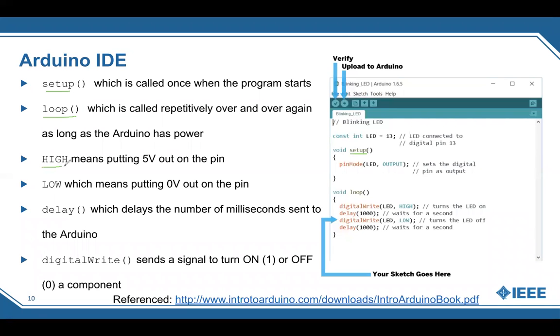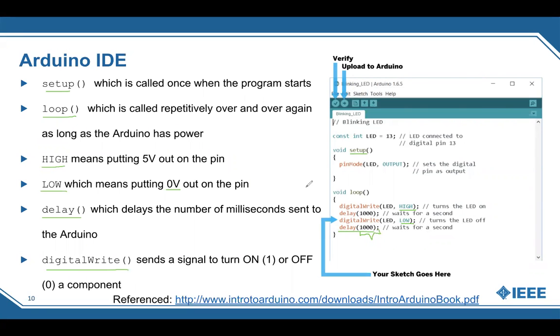High in this code means the LED would be on in this instance. So the 5 volts would be connected to that pin, and low would mean the LED is off. That would be 0 volts provided to that pin. The delay is sort of like the wait. It waits a number of milliseconds before sending the signal to the Arduino. So in here, this is 1,000 milliseconds, which is the equivalent of 1 second.